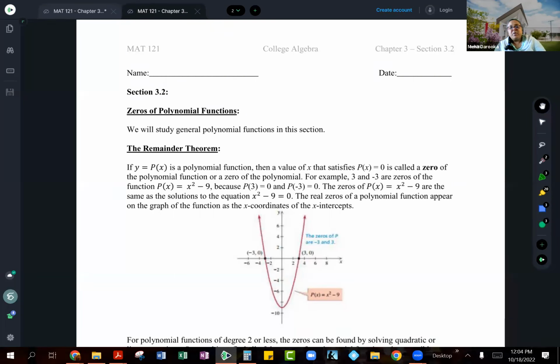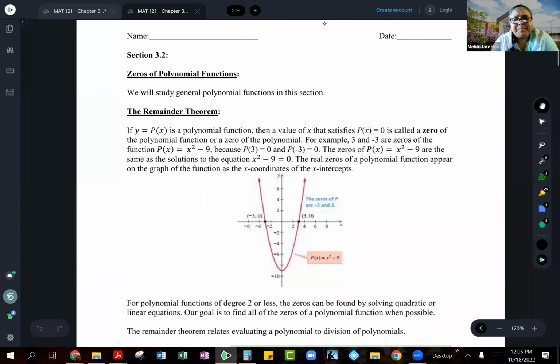Okay, so remember, when we're talking about zeros of polynomials, we're basically talking about finding the root or finding the solution, or in other words, finding the x-intercept for these polynomials. So let's look at this example over the first theorem over here.